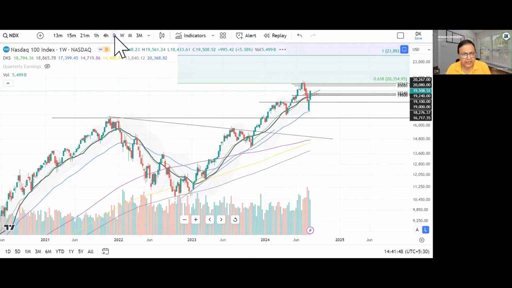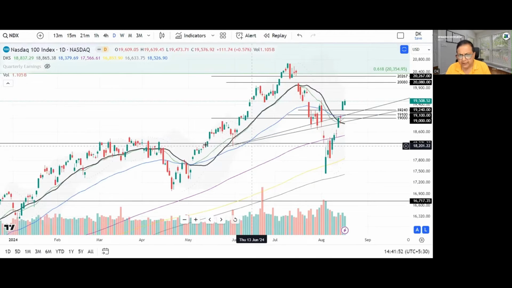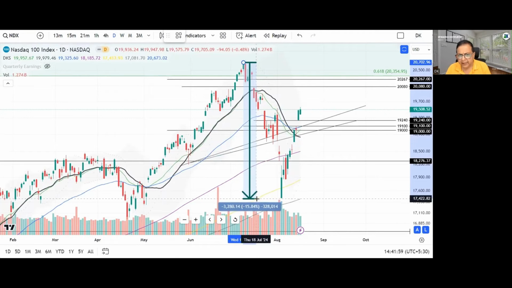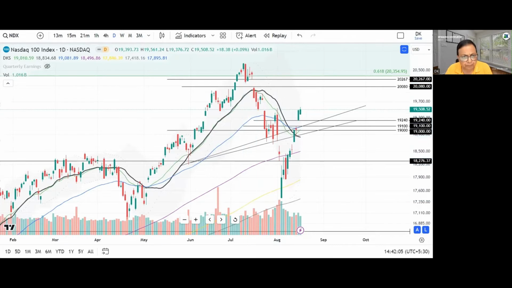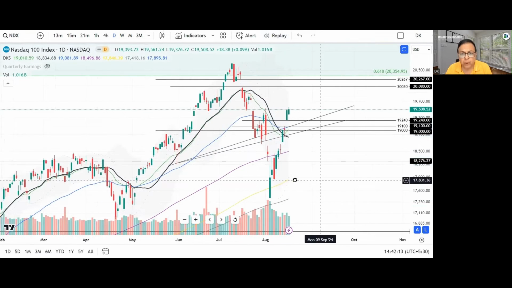Now let us go to the daily price chart to understand the recent price action. What we can see is that this index had a sizable correction from the recent peak, and it corrected nearly 15.7% in the recent time. And if we check the bounce back from the low it has made, it has already given a bounce back of nearly 12%. So quite a strong bounce back.